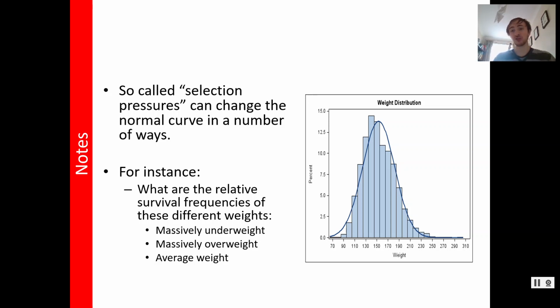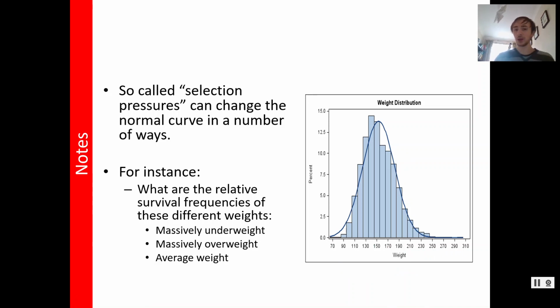And some people are extremely light, but most people are in the middle. And so if you count everybody up, you get a distribution like that called a normal curve. And selection pressures will change the normal curve.